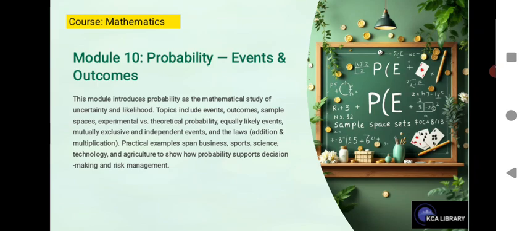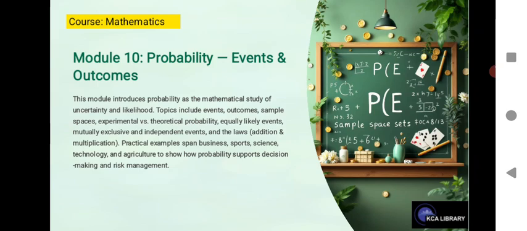This module 10 is about probability. So this module introduces probability, and it is a mathematical study of uncertainty. Life is full of uncertainty. Life is unpredictable. So it's a mathematical study of uncertainty and likelihood.